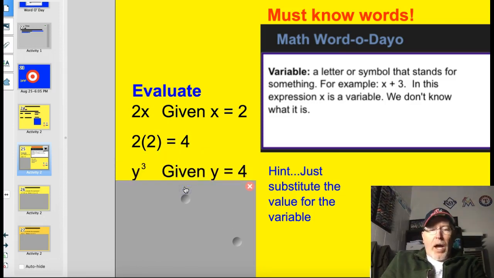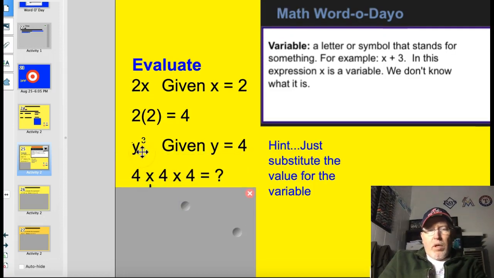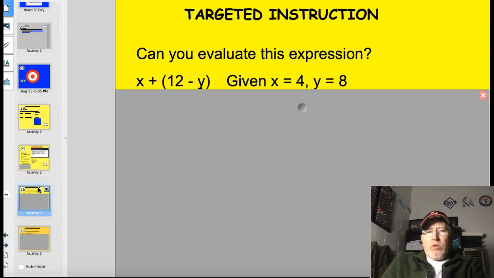All right, how about this one? y cubed given y equals 4. Going back to that first and second lesson, how do we do that? Let's think about that. Well, I know that y cubed is just y times y times y, so that's 4 times 4 times 4. 4 times 4 is 16. 16 times 4 is 64. Let's try one more, and then I'll give you some to try.